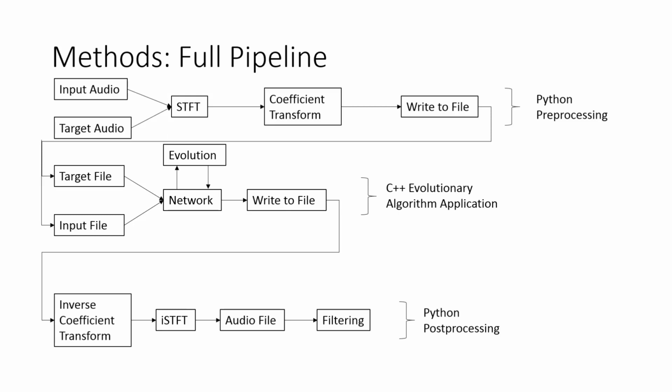So the full pipeline goes like this. The input and target audio files have the STFT and coefficient transformations applied to them, and the results are written to files. This is the pre-processing stage, and it can be done entirely ahead of time. These files are then read into the algorithm, where evolution is applied using the standard evolutionary algorithm. The result of this is a file containing modified STFT data. This data has the inverse coefficient transformation applied, and then the ISTFT applied to it, resulting in an audio file. Then we cheat a little bit and apply filtering to remove some unwanted noise.